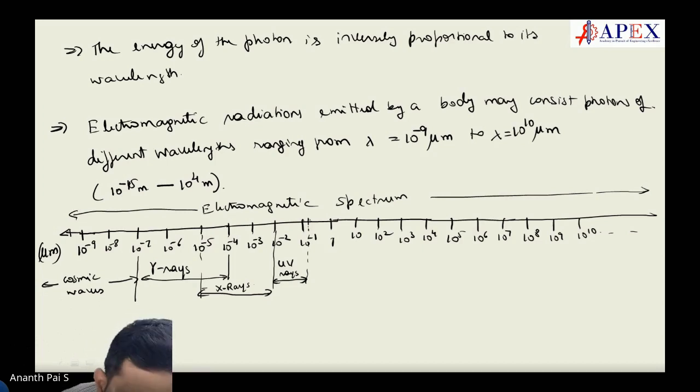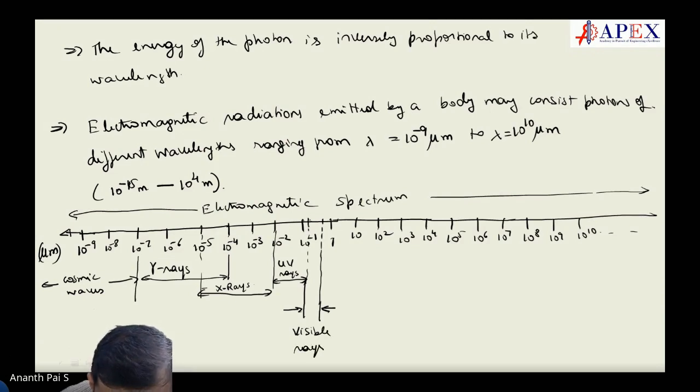And after 10 power minus 1, around 0.4 micrometer to around 0.8 micrometer, you have visible rays. So we have a very small portion of the electromagnetic spectrum that is visible.